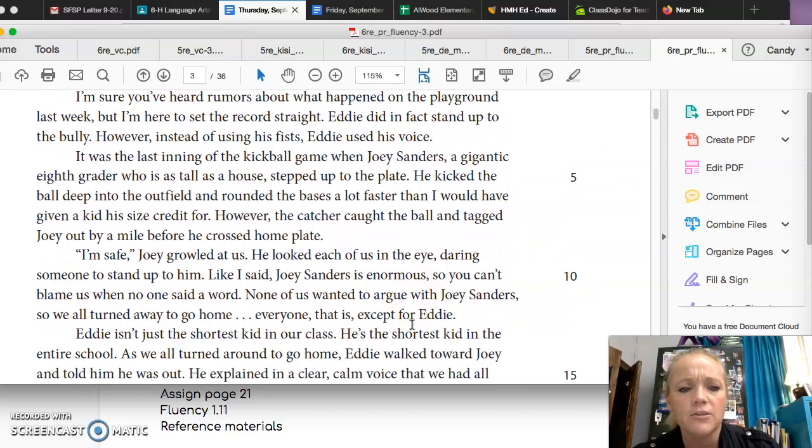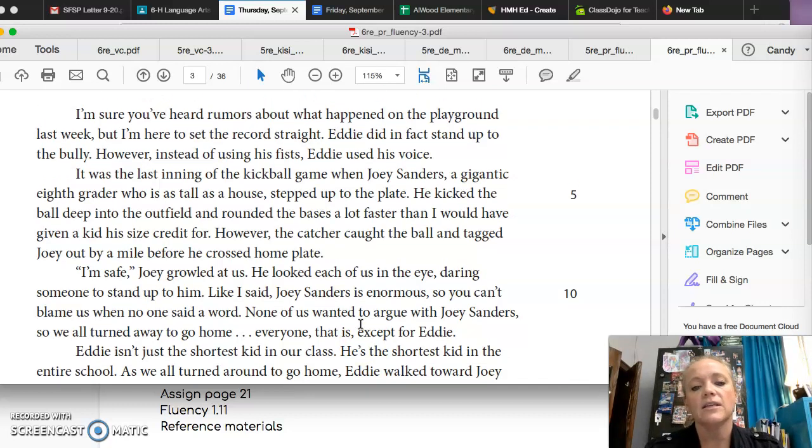"I'm safe," Joey growled at us. He looked each of us in the eye, daring someone to stand up to him. Like I said, Joey Sanders is enormous, so you can't blame us when no one said a word. None of us wanted to argue with Joey Sanders, so we all turned away to go home. Everyone, that is, except for Eddie.